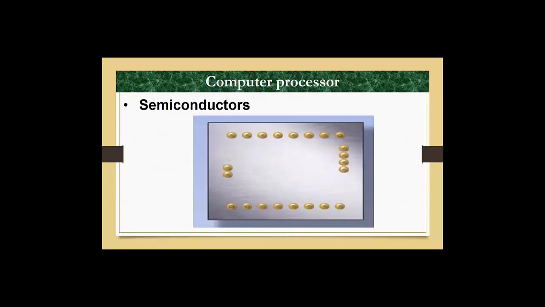You may have noticed that many of the places where high-tech manufacturing companies are located have nicknames like Silicon Valley, and the manufacturers of processors use semiconductors for making processors, and semiconductors are also used in the other components of the computer.